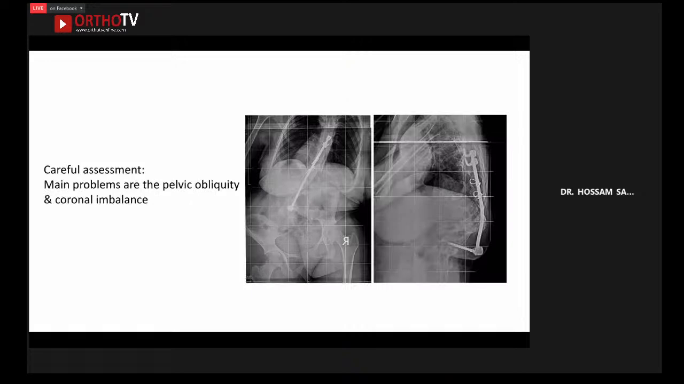This is the careful assessment. The main problem is the pelvic obliquity and the coronal imbalance. You can easily get very overwhelmed with such x-rays. But if you look at the problems and you define and analyze them, then you can do a plan that's realistic, that can achieve the goals and obtain a good result for the patient. And that's what we did.